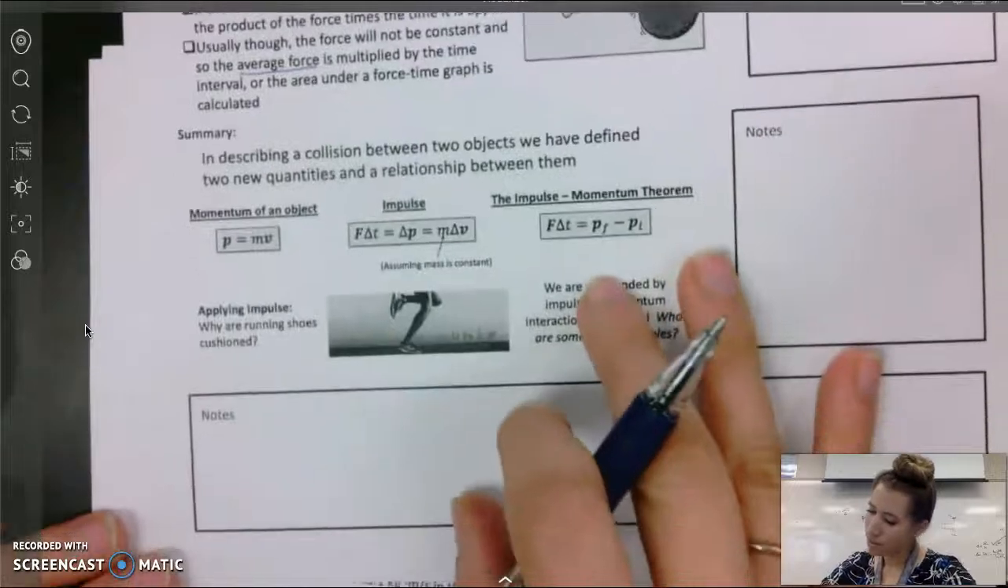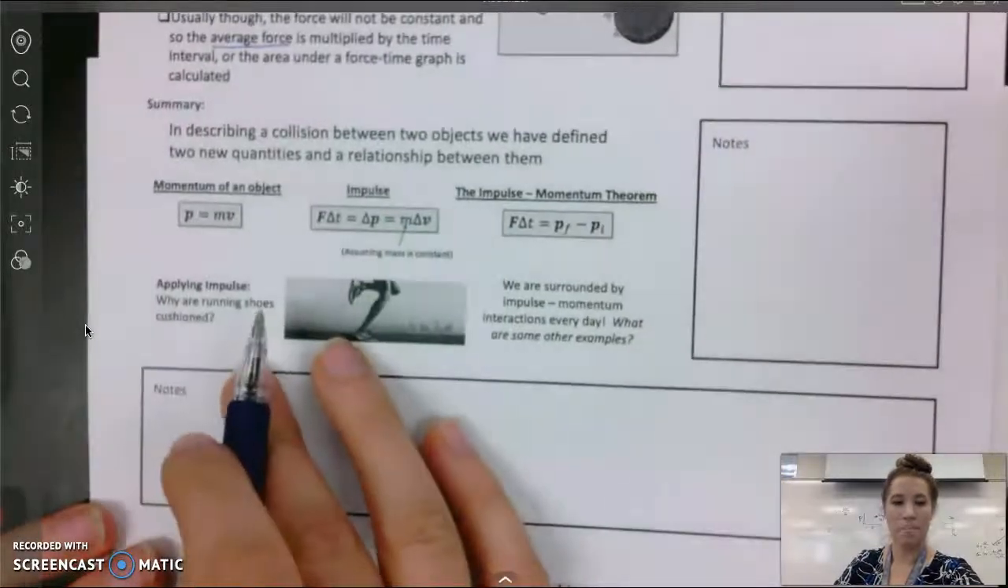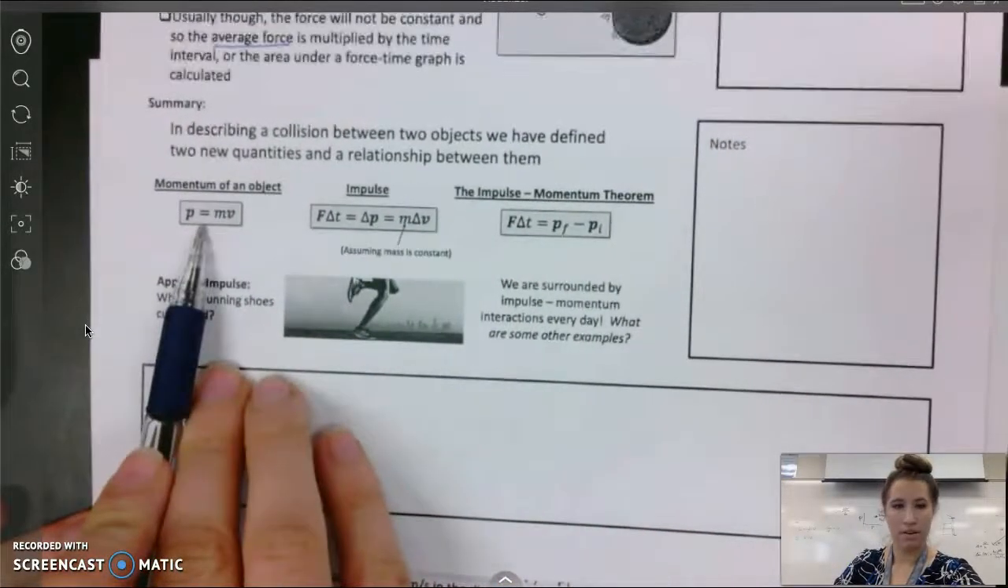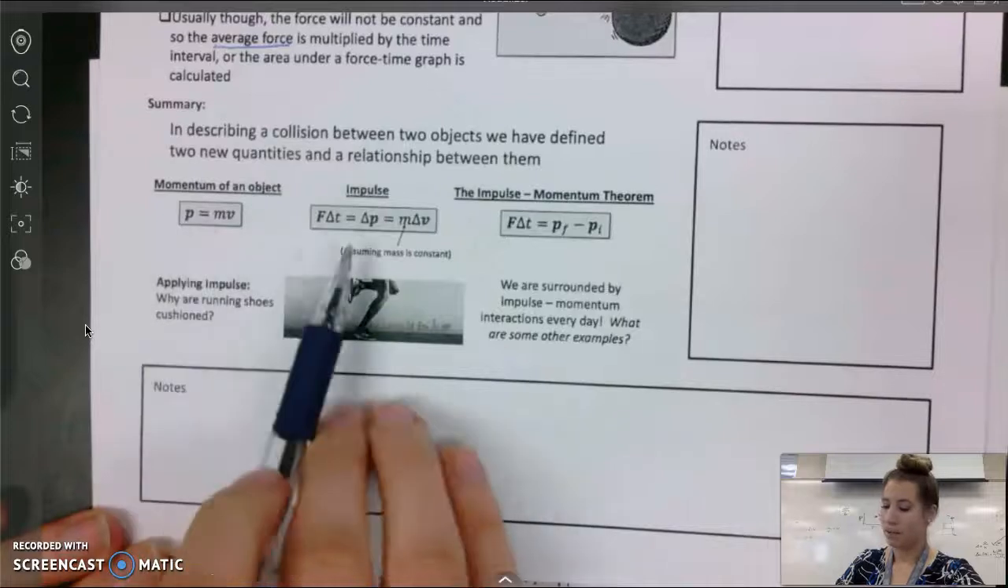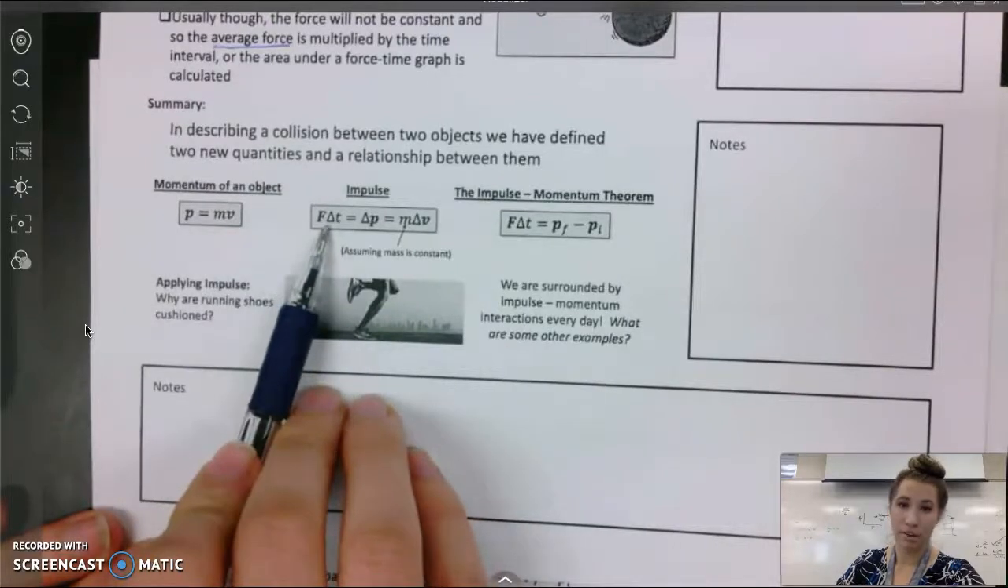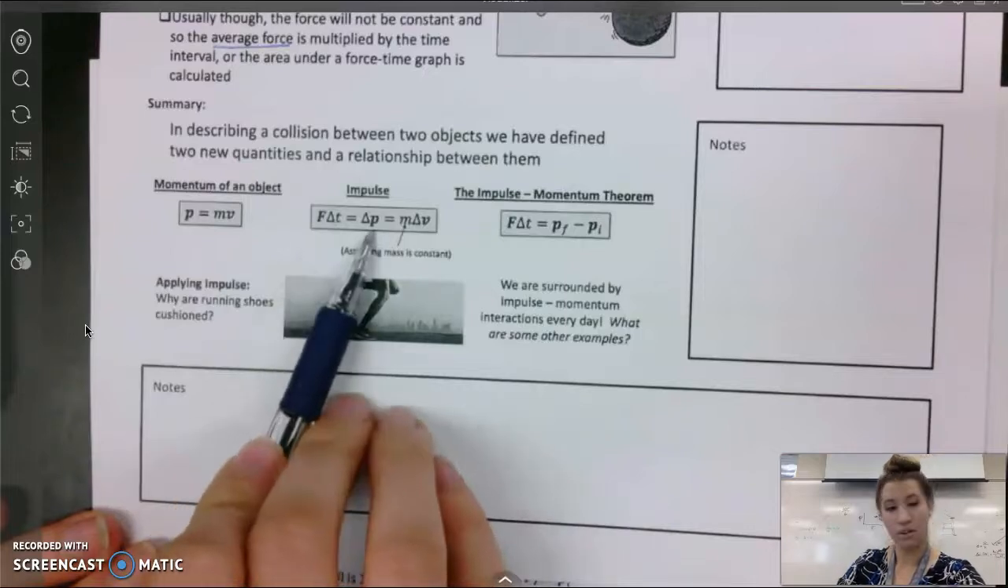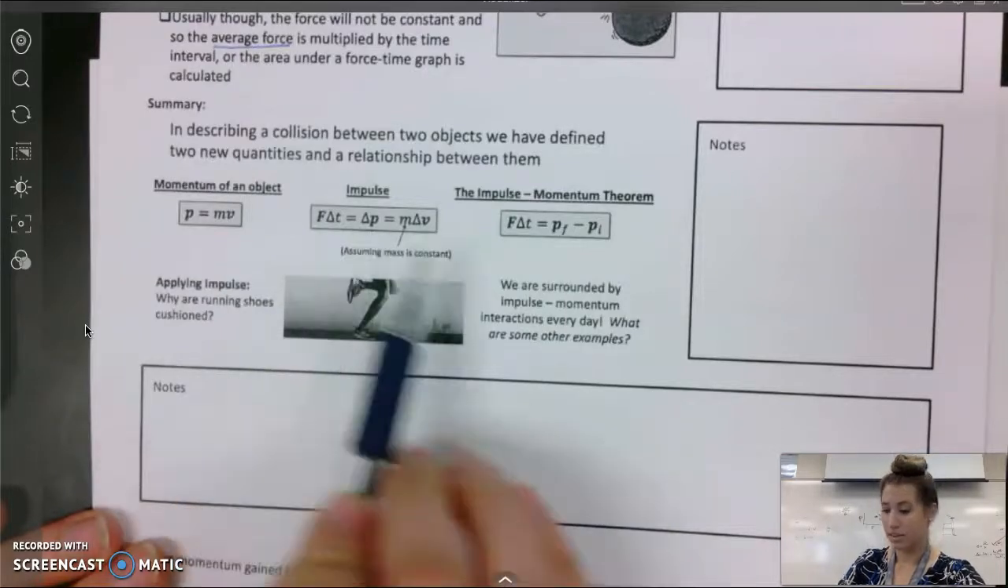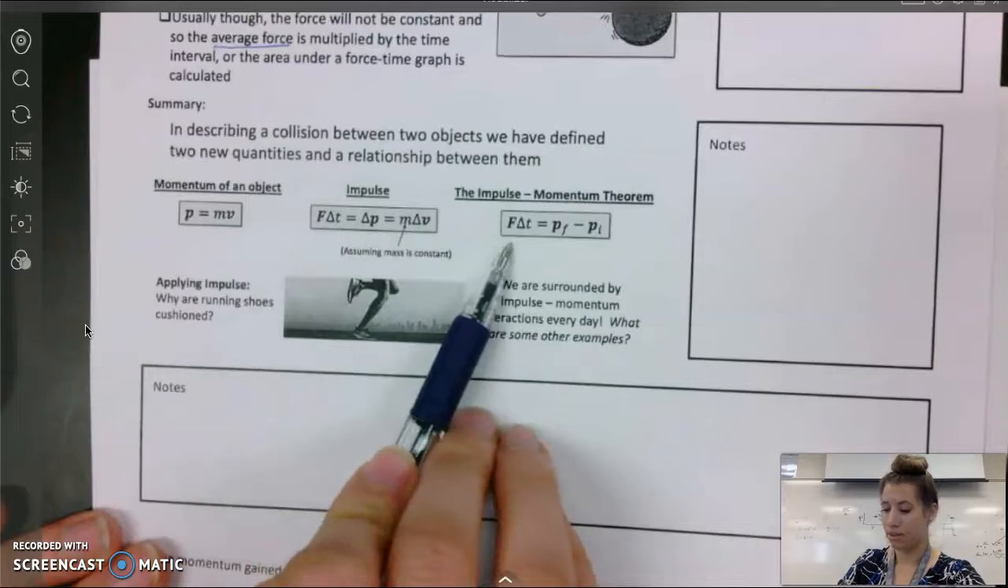So far we've looked at momentum, and we have that new equation that we're working with. We know that impulse is a force applied over a given amount of time, or a change in time, and we've derived that this is equal to the change in momentum, and that is the impulse momentum theorem.